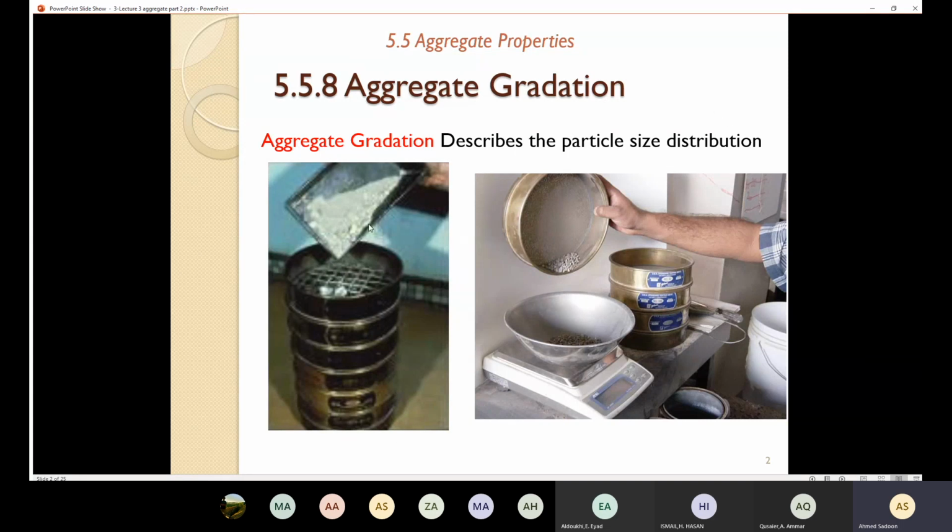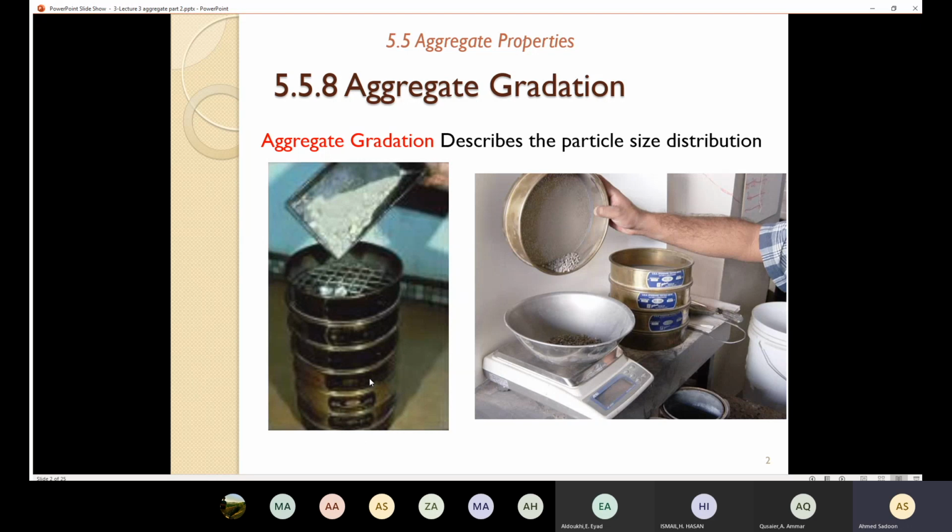And in order to do this, we are going to use the sieves. We have seen all of this in the lab. So we are going to use a number of sieves in a descending order, which means that the largest opening is going to be the first, and then the size of the opening is going to increase, and at the bottom we are going to have the smallest opening. So we are going to arrange the sieves so that the sieve with the largest opening is on the top, while the sieve with the smallest opening is arranged on the bottom.